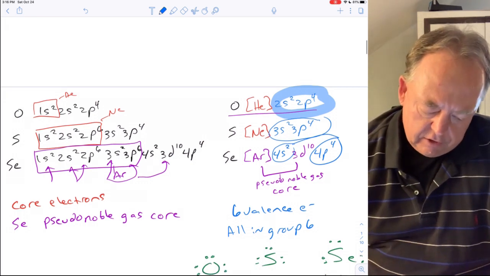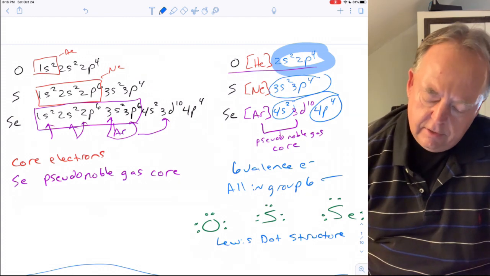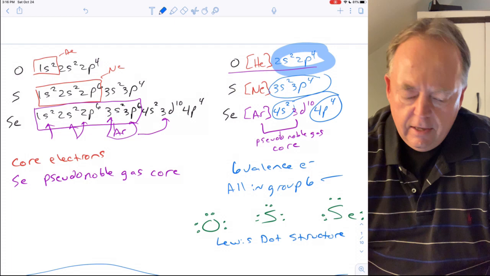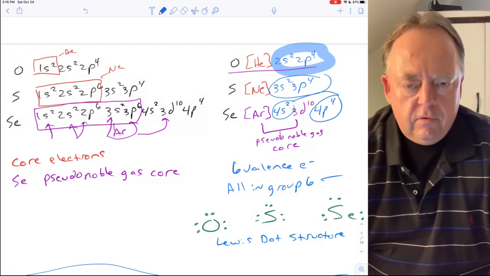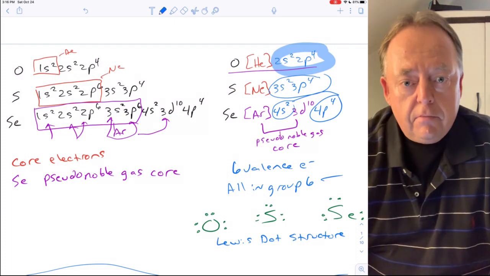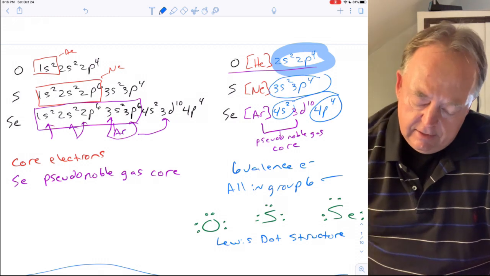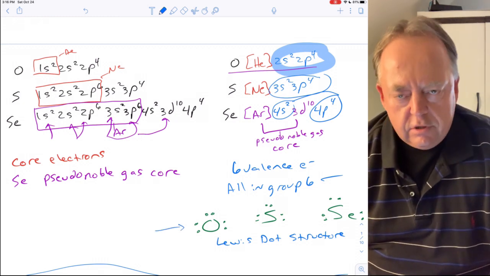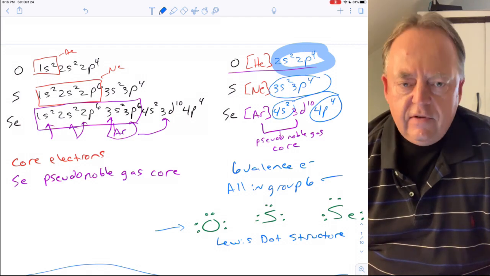All of these are in group 6. That's the easiest way to determine valence electrons: just look at what group they're in, and whatever group they're in, that's the number of valence electrons. That works for the main group elements. So with 6 valence electrons, we could write a Lewis dot structure, the atom with 6 dots around it to represent the 6 valence electrons.